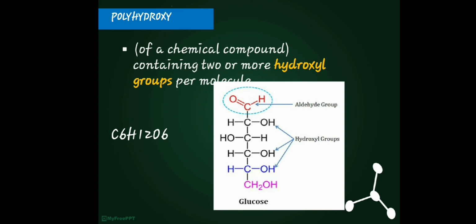Now let's unlock another terminology called polyhydroxy. Polyhydroxy is a chemical compound containing two or more hydroxyl groups per molecule. Hydroxyl groups are simple structures consisting of an oxygen atom with two lone pairs bonded to a hydrogen atom. The function of hydroxyl groups is that they are able to form hydrogen bonds with water. As you can see in the illustration, we also have the aldehyde group combined with hydroxyl groups. The chemical formula for this illustration is C6H12O6.